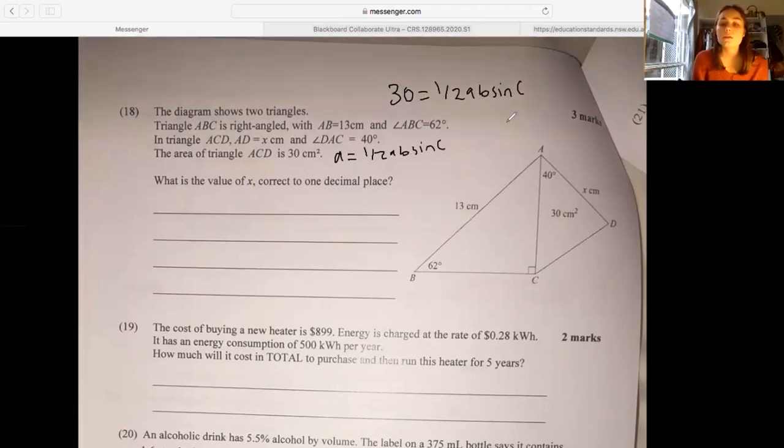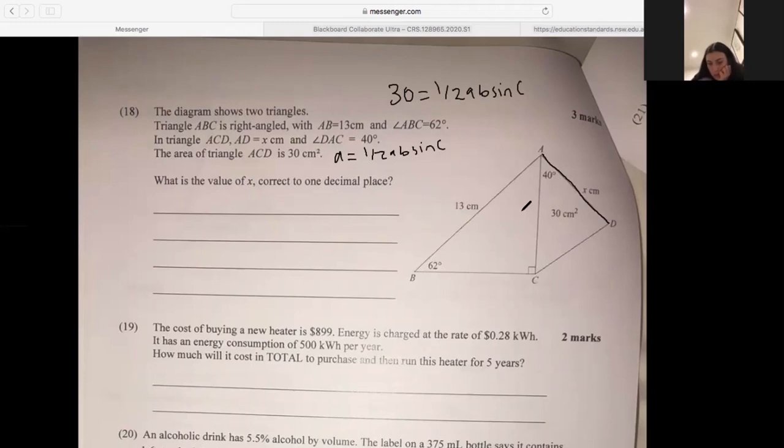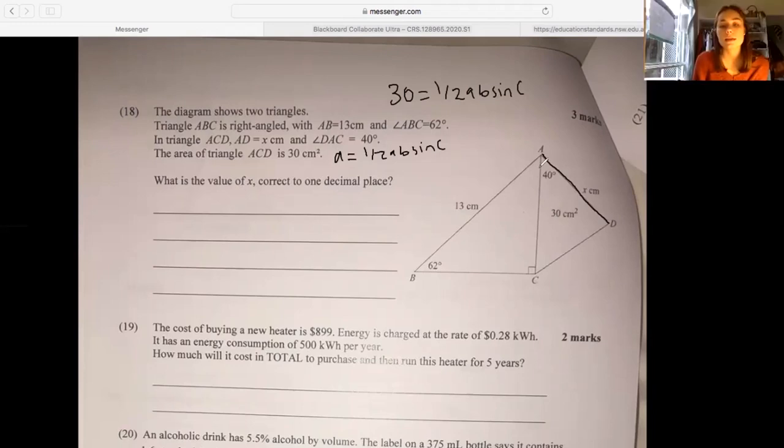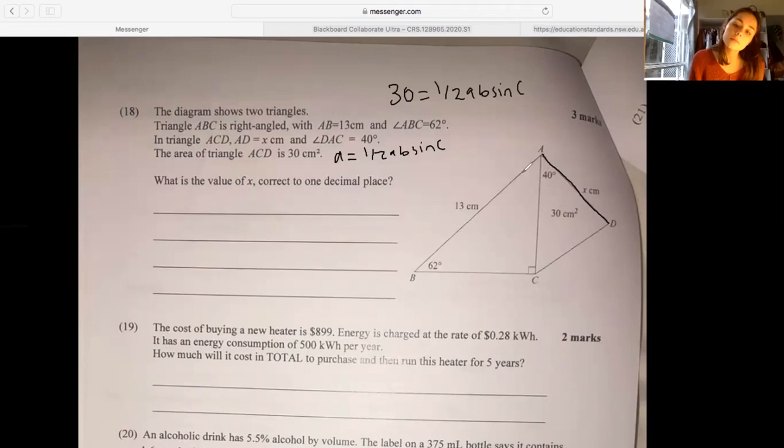And so to use that formula, we know we have to have two sides, and we've got one side, so maybe we have to find another side. Does that make sense? The only side that's common between the two triangles is AC. And so do we find the angle of A? We can, and we can just write it in there. I don't know if we actually need to.